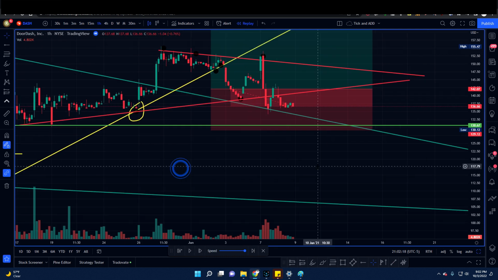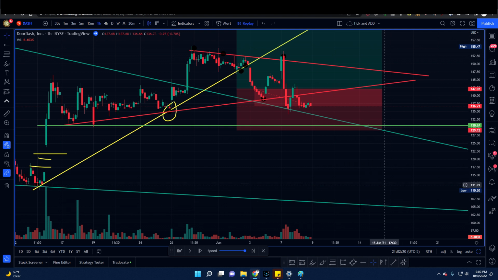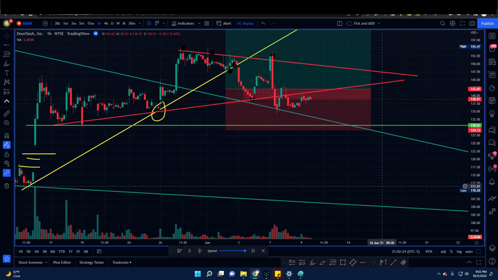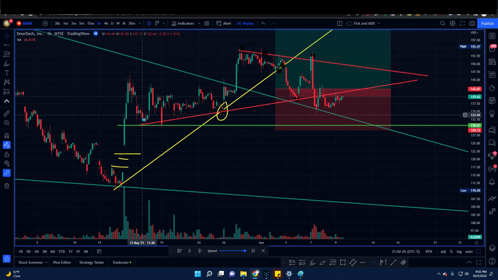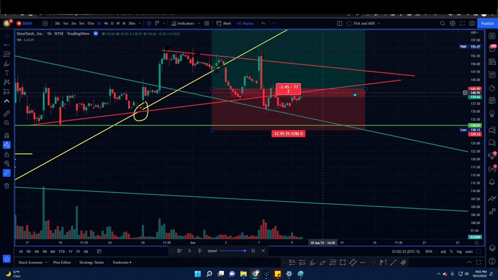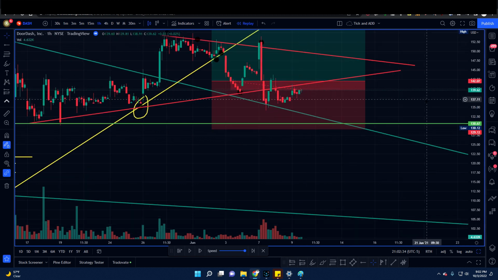No real new information there. Okay, so we're expecting selling to occur at this line, right? Rejected it, supported it, rejected it. Coming back to it here. We're expecting there to be selling.